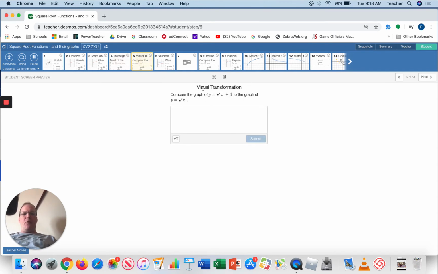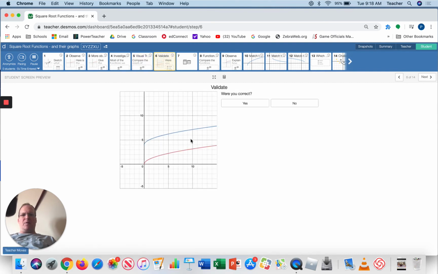And transforming functions, okay, so that's what we're going to do here. We're going to take that base, that parent function of y equals the square root of x, and we're going to transform it, meaning moving it left, right, up, down, and that kind of thing. So compare the graph of y equals the square root of x plus 4 to the graph of y equals the square root of x. So what would happen to the graph if we did this right here, okay? And actually, this is what would happen. So you got a little head start there.